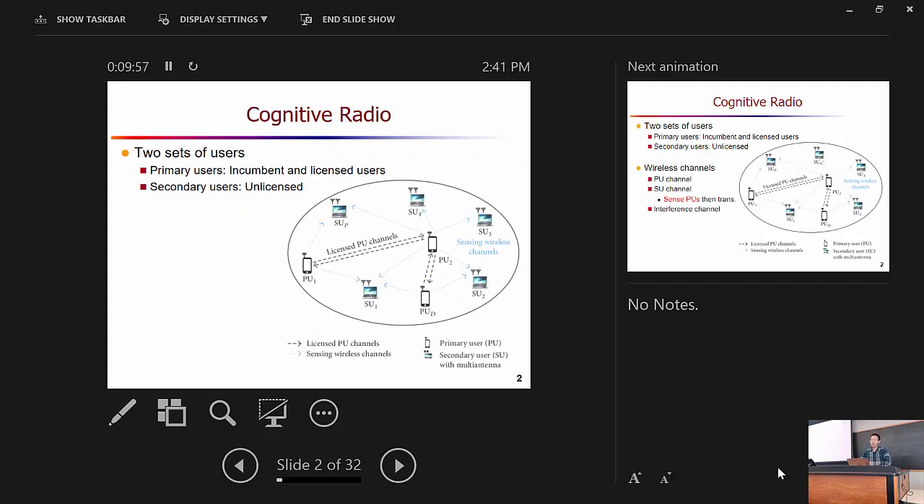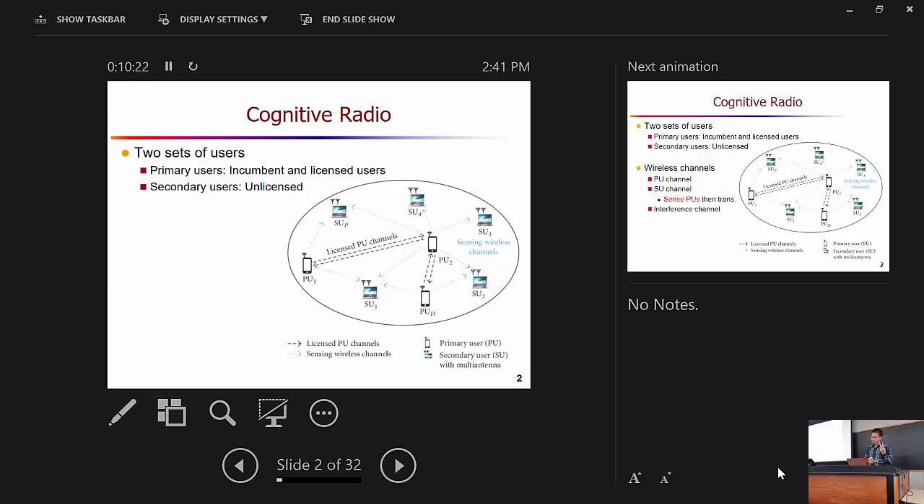I think everybody has heard about cognitive radio. That's been a word for 120 years. So what is cognitive radio? There are two sets of users, one is the primary user, one is the secondary user, and they share the whole spectrum. This figure shows a good idea of how cognitive radio works, although it's distributed, there can be some kind of base station or access point.